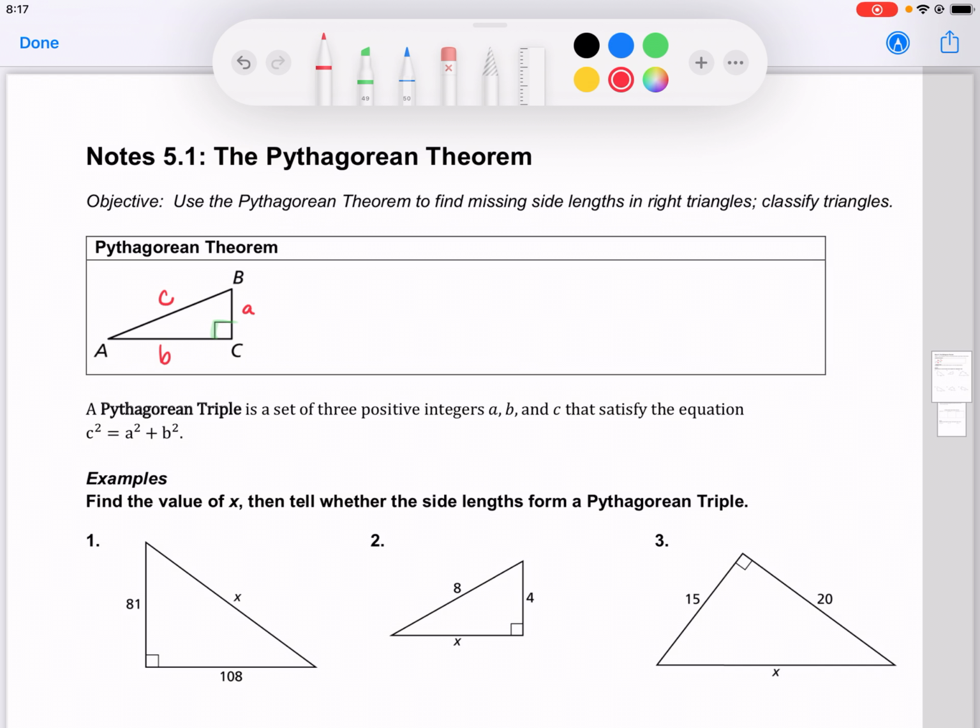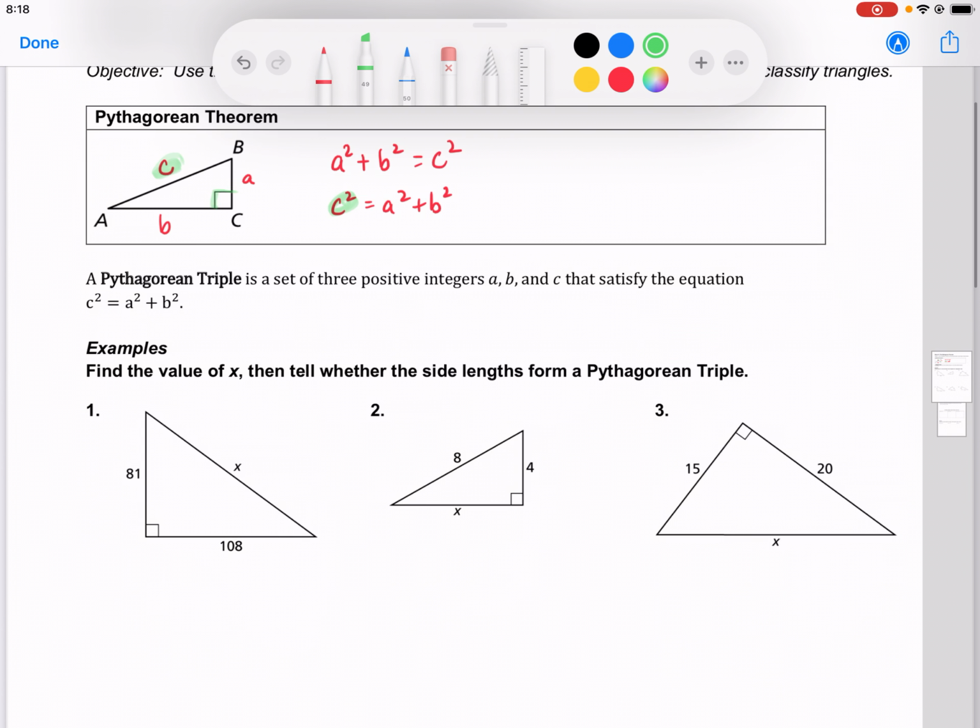So the Pythagorean theorem works this way. You say the two legs squared, so a squared plus b squared has to equal the hypotenuse squared. And often I'll write it the other way, where I'll put the hypotenuse first, just because that's the one that's really, really important that you place in the right location.